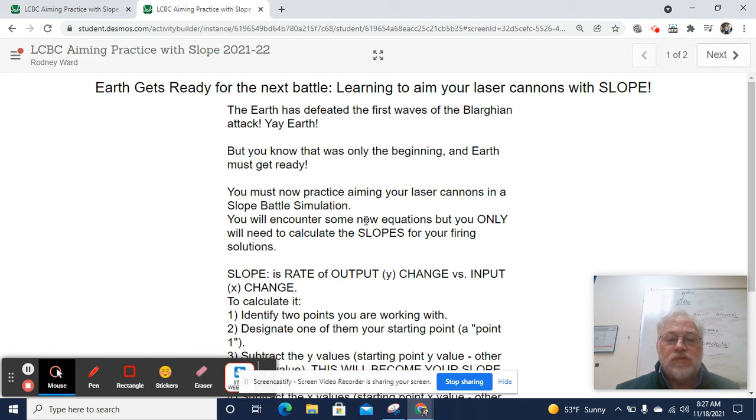You're going to encounter some new equations, but you don't need to check those out; you're going to learn those equations later. The main thing we're going to do is calculate slopes between 2 points. You'll need to calculate them for your firing solutions. So here's how you calculate slope.